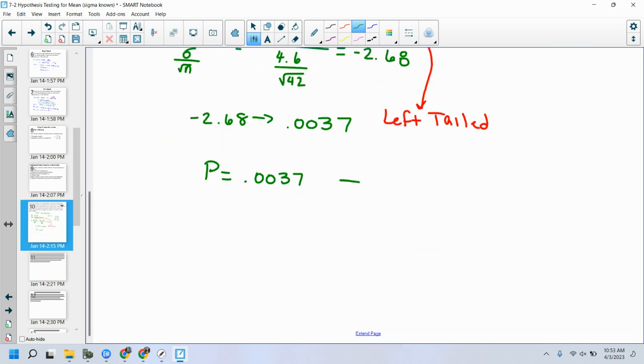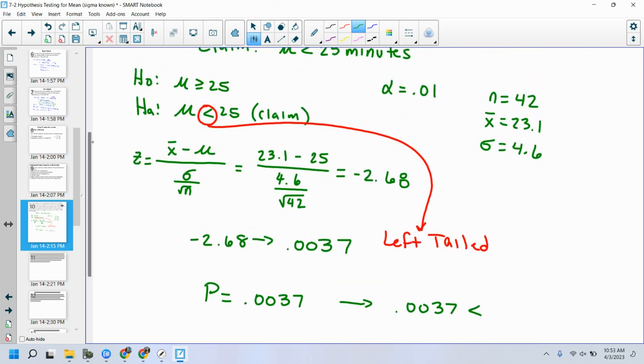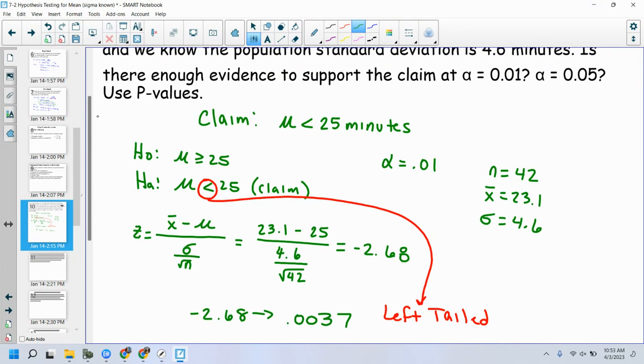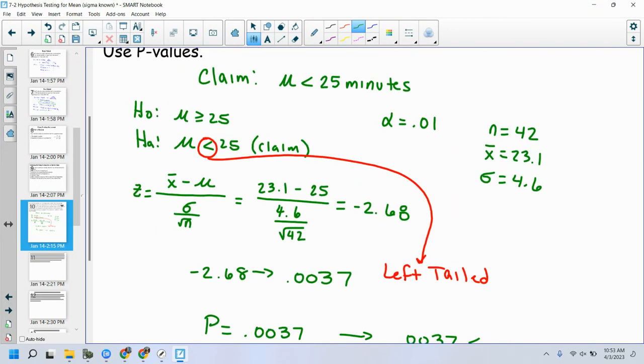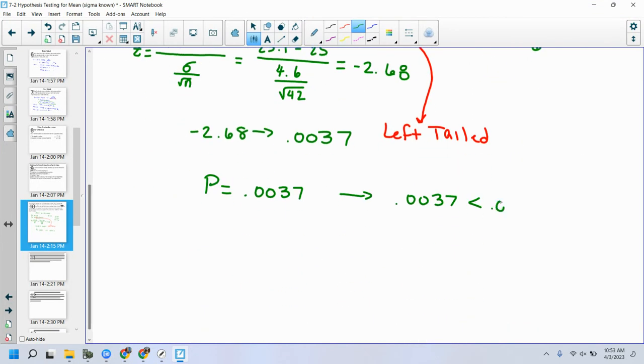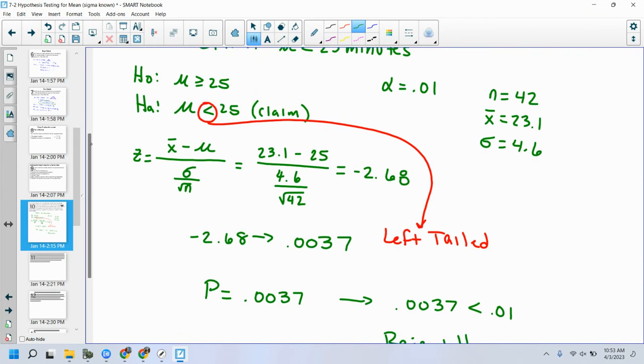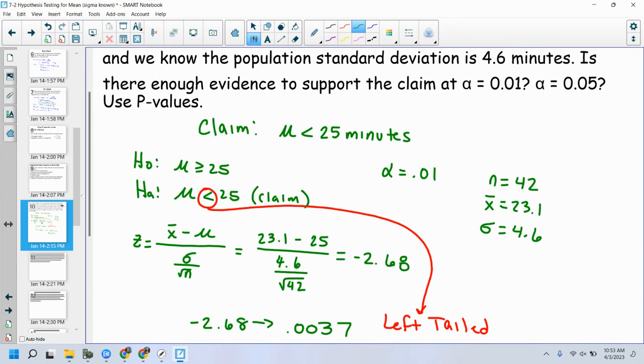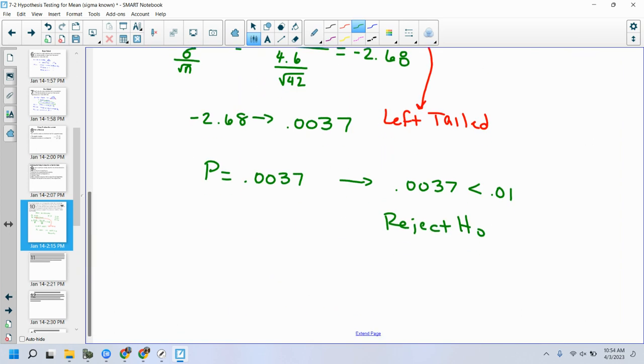Now, next step, make a decision to reject or fail to reject based on that p-value. Is 0.0037 less than 0.01? Is that less than my alpha? Yes, that is a true statement. So I can say reject the null. Now, is it still less than 0.05? Yep, because if it's less than 0.01, it's got to be less than 0.05. So I'm going to reject the null for both of these levels of significance.